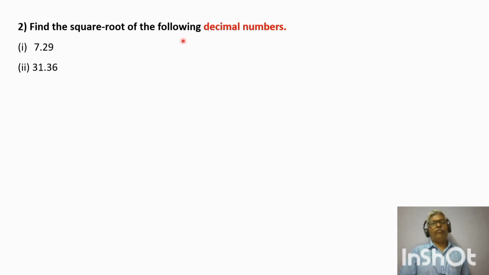Find the square root of the following decimal numbers. We are trying to find the square root of decimal numbers. 7.29 is the first decimal number, and 31.36 is another decimal number. Go ahead. So we are trying to learn how to find the square root of a decimal number by the division method, the successive division method or long division method.